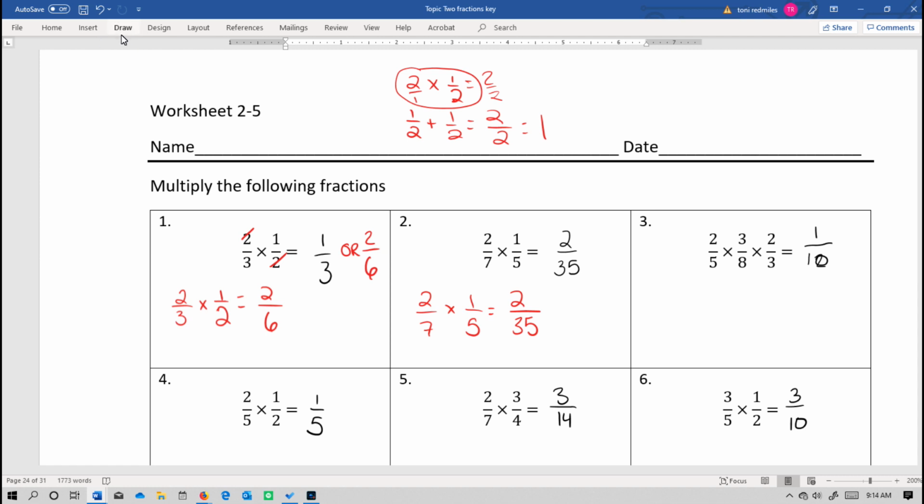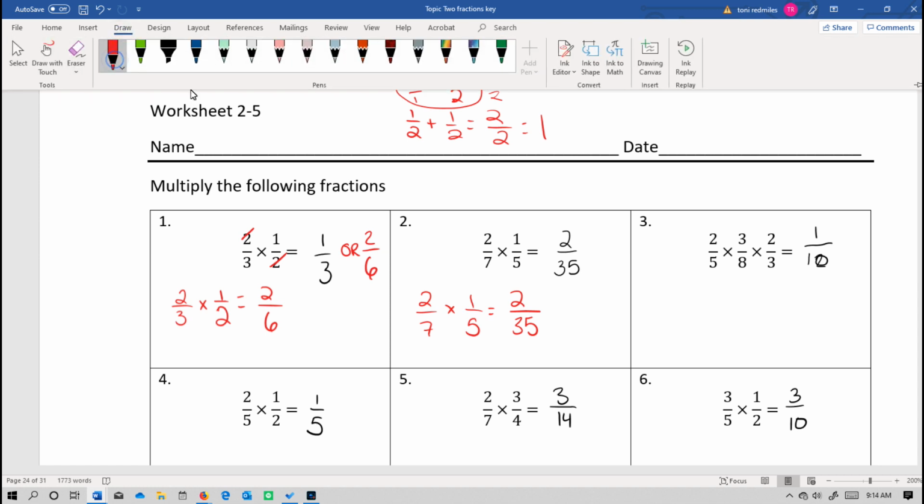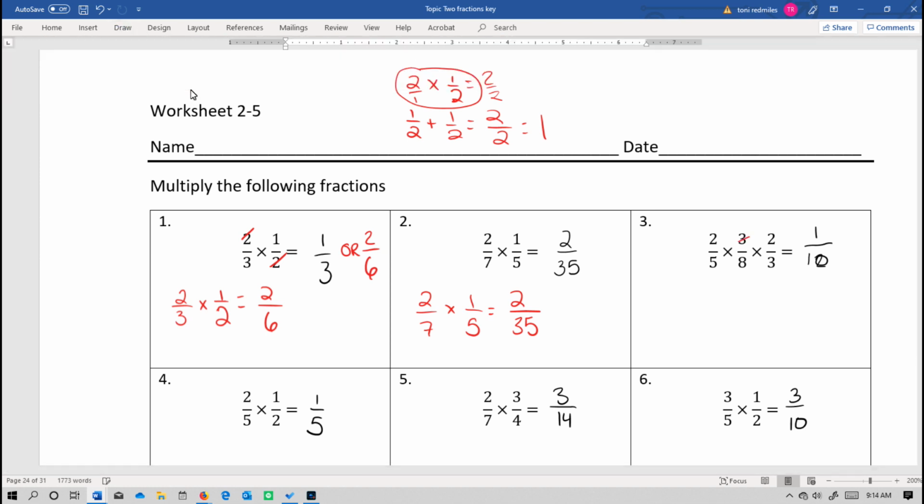Okay, so I can cross out these 3's, right? And I can cross out this 2 and this 8. So 2 goes into 2 1 time and into 8 4 times. I can also cross out this 2 with this 4. So 2 can go into 2 1 time and into 4 2 times. So, put my 1's on my 3's. 1 times 1 times 1 is 1. And 5 times 2 is 10, times 1 is still 10.